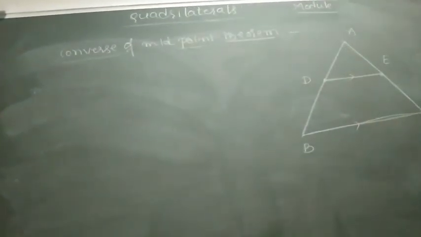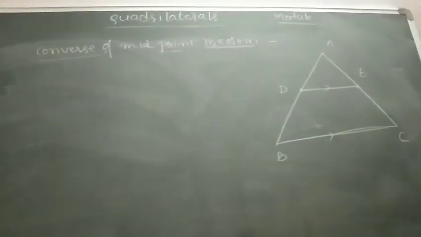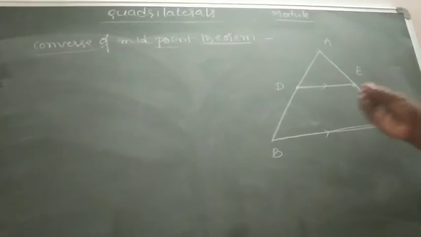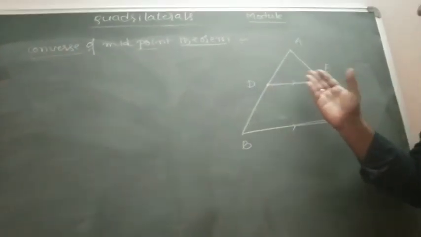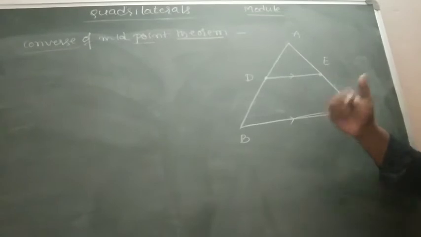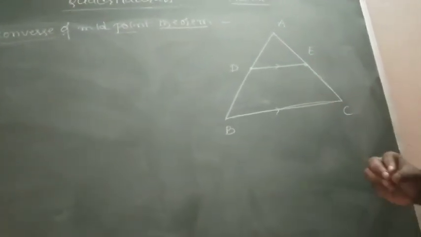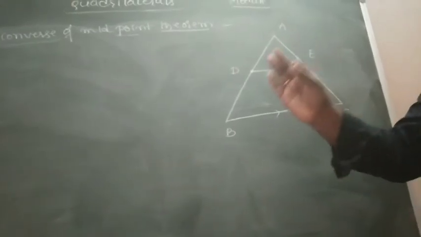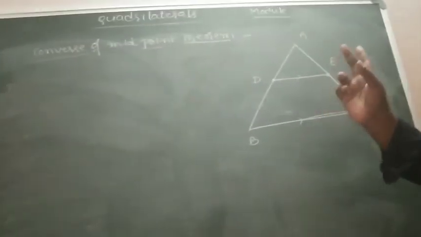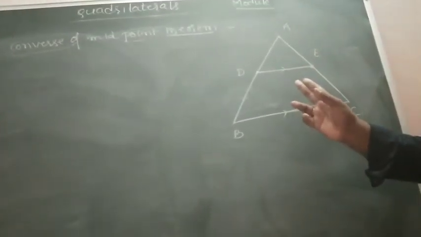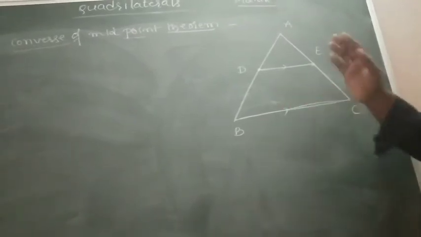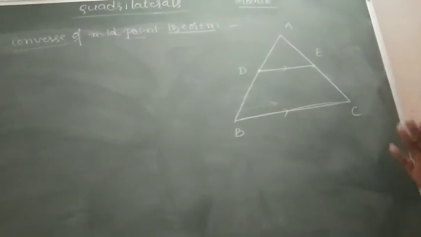Converse of midpoint theorem: a line segment drawn through the midpoint of one side, parallel to another side, bisects the third side. Okay? Again I am repeating the statement. A line segment drawn through the midpoint of one side, parallel to another side, will bisect the third side.